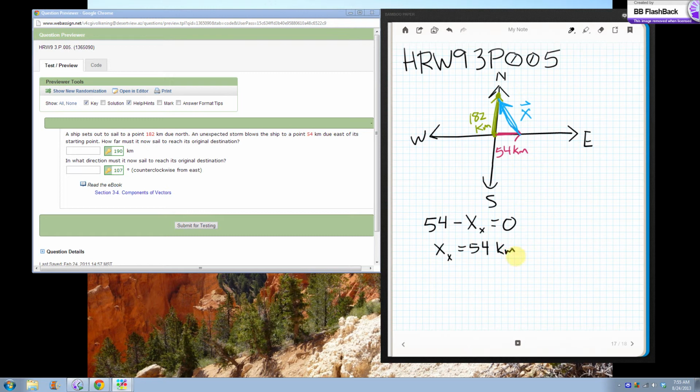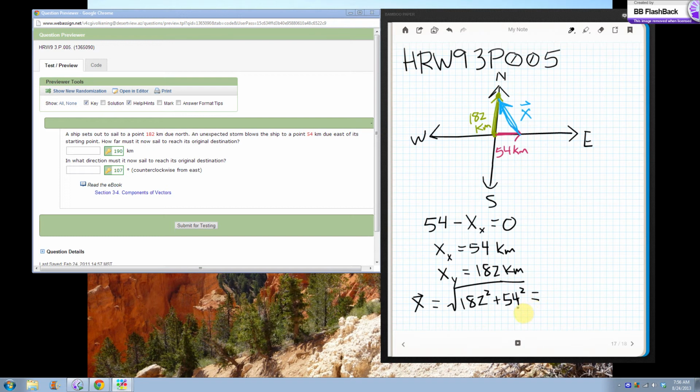Now, the y component, well, there is no y component from the 54 kilometers. So the y component of 182, which is 182 since the whole thing is in y, must be the y component of x. So the y component of my missing vector must be 182 kilometers. Therefore, the magnitude of x is the square root of 182 squared plus 54 squared.